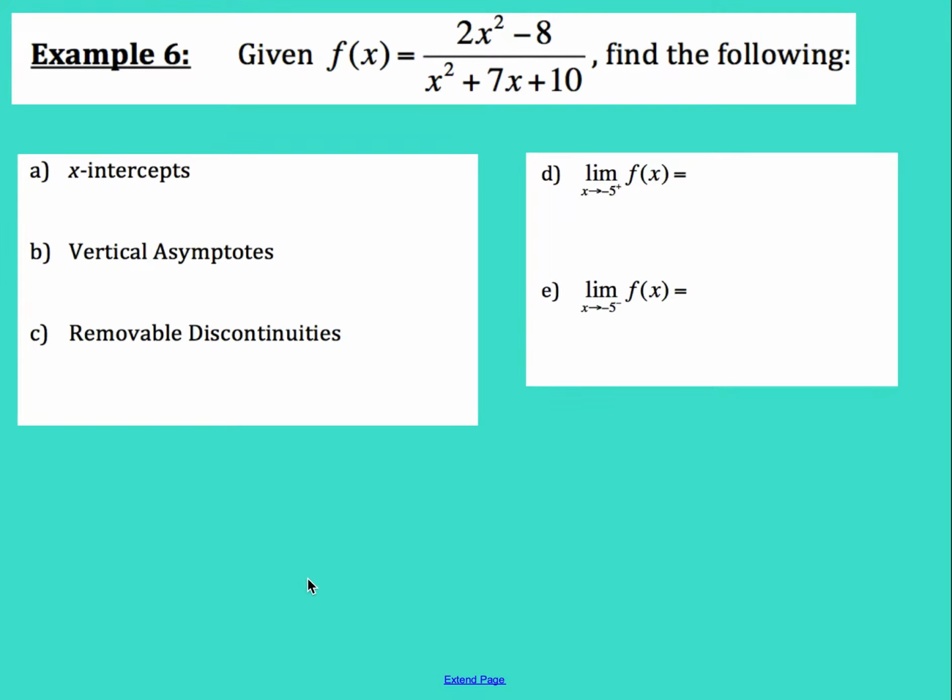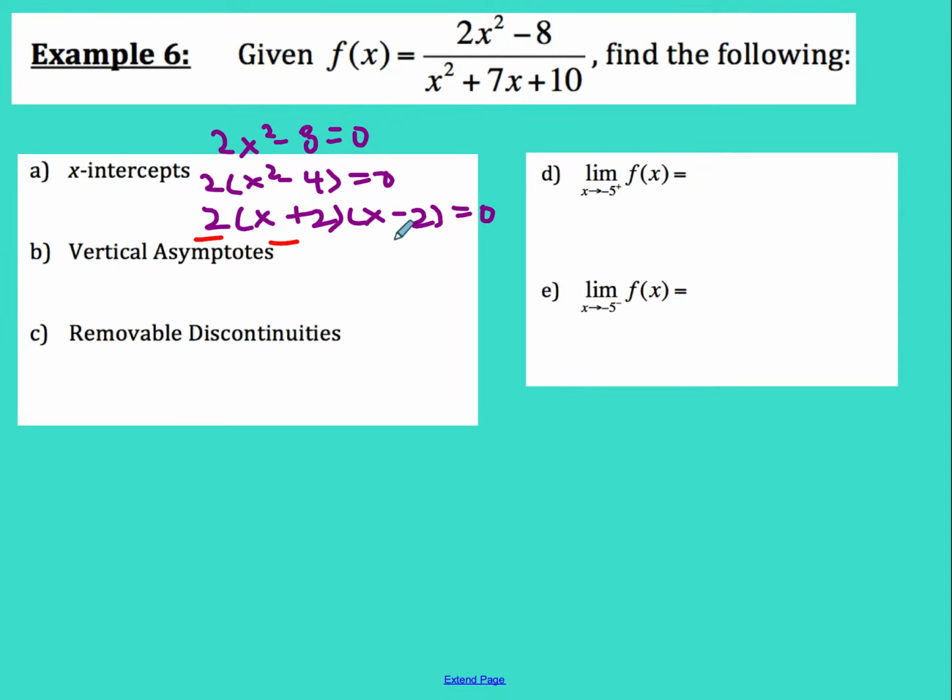All right, example 6, we have another function. We're going to find the following. So, x-intercepts. The way I find x-intercepts is I take my numerator and set it equal to 0. It's a quadratic, so I'm going to factor out a 2. So I have x squared minus 4 equals 0. And then I would go ahead, difference of squares. So I have x plus 2, x minus 2, equals 0.